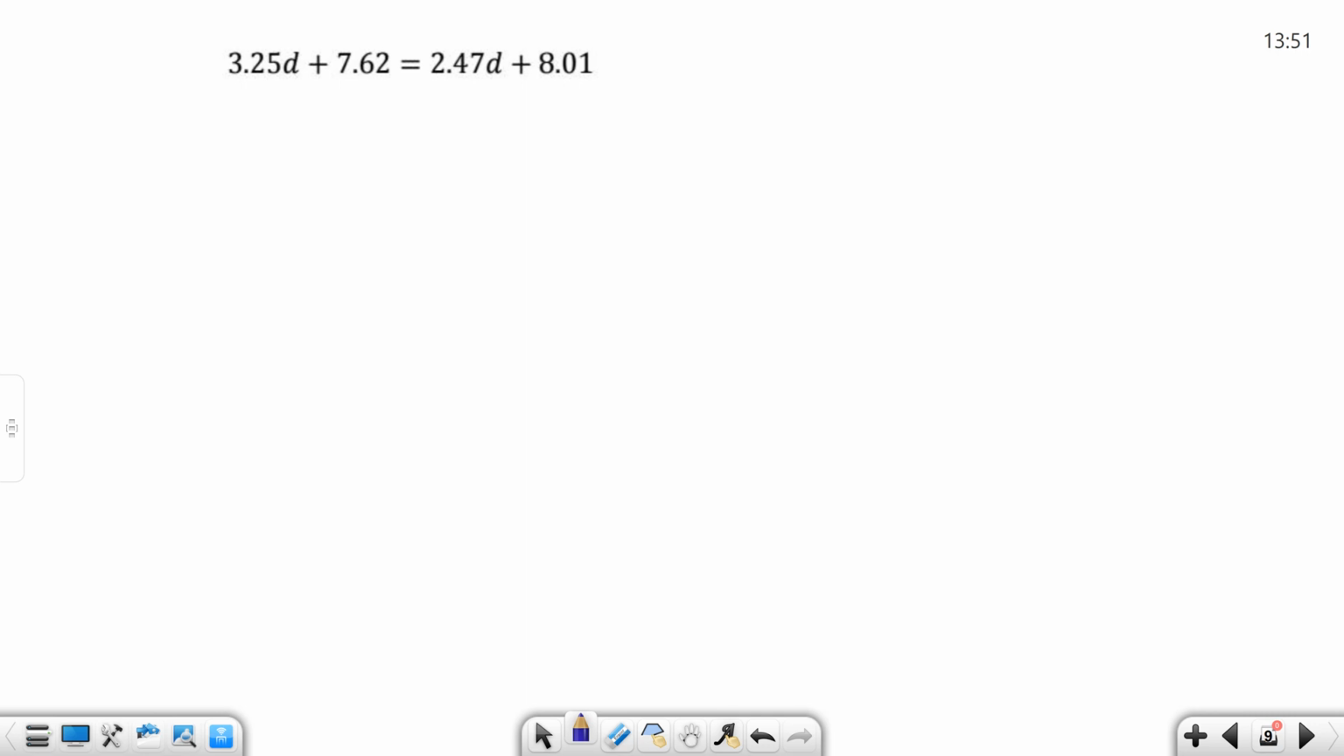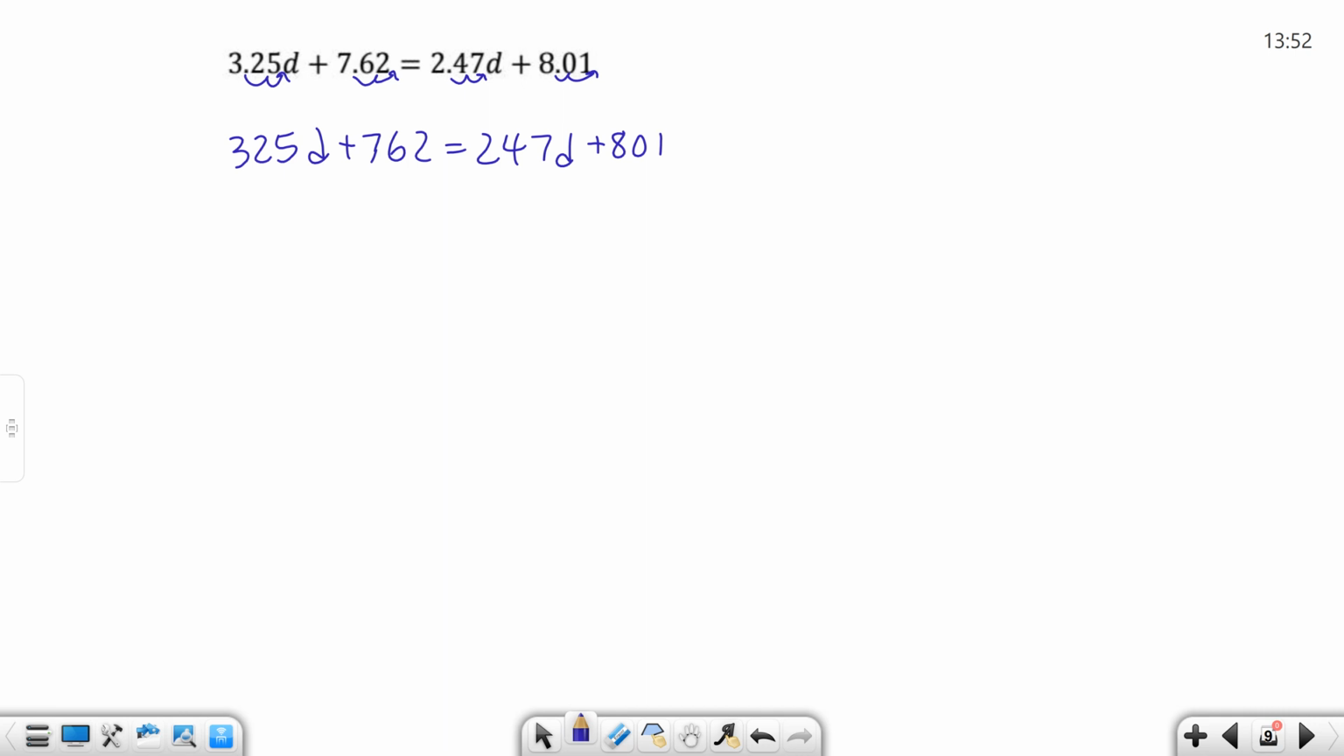3.25d plus 7.62 equals 2.47d plus 8.01. I mean, really? I just went crazy with this. So how many decimal places are there? Well, the good thing is they're all two decimal places. So if I need to move everything two decimal places, that's like multiplying by what? 100. So move it two places: two here, two here, two here, and two here. So that's going to be 325d plus 762 equals 247d plus 801.